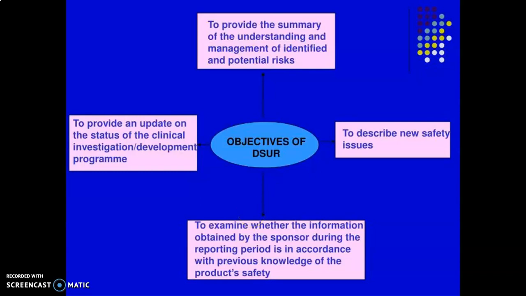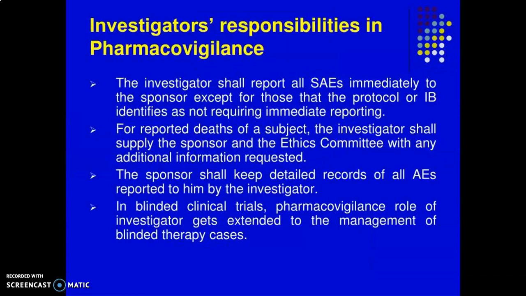And also to provide an update on the status of the clinical investigation or developmental process, because they will be having complete information related to the drug and its treatment. So now they can give the update on what is the status of the clinical trials. Complete information they can provide. So these are the objectives of drug safety update reports. With this objective, the safety can be maintained.